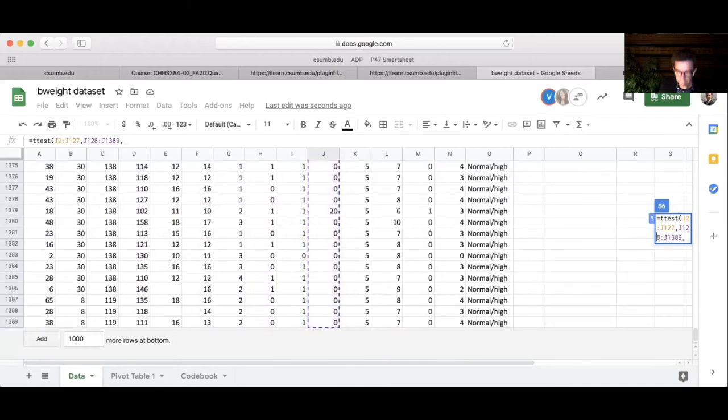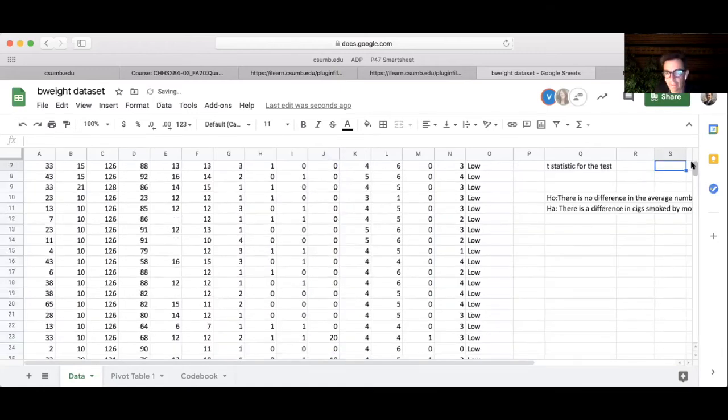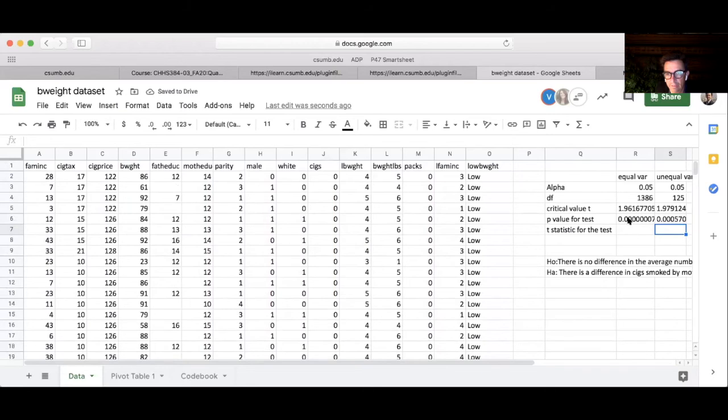All right, comma, how many tails? 2, comma, what type of test? We already did the equal variances. This is the unequal variances, so it's a 3. Close parentheses, and we have the p-values.